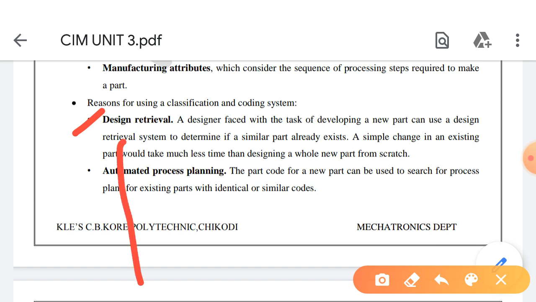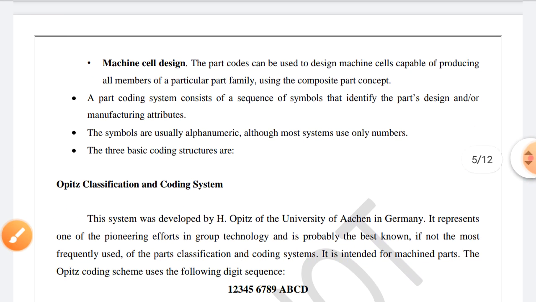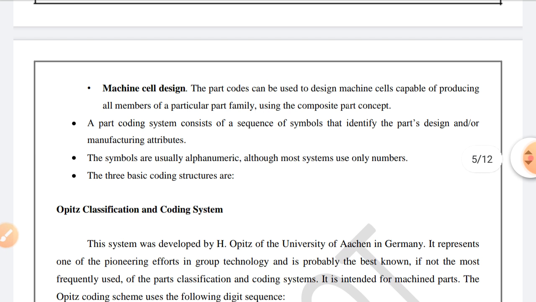Next comes one more part, that is machine cell design. Machine cell design means designing a machine cell capable of producing all the members of a particular part family using the composite part concept. The same component can be manufactured on different machines, so we have to identify which machine is capable, and on that machine cell we give the part manufacturing.